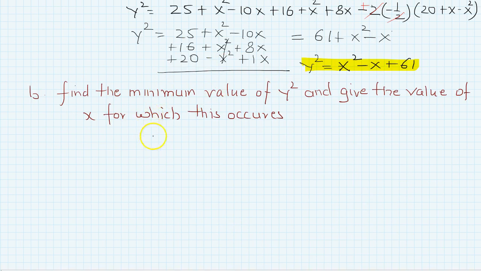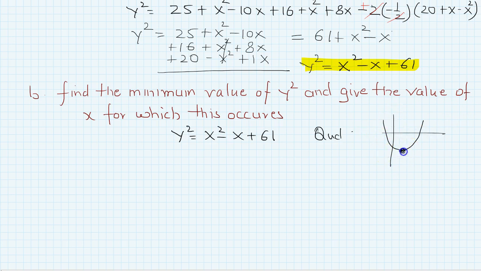Now we have this equation, that is y square is equal to x square minus x plus 61. We know that this is a quadratic equation. Now we have to find the minimum value of y square. We know this is a quadratic and the curve is like this. So we want to know the minimum value of y square and the corresponding value of x. So you know that if we use the method of completing the square, we know the coordinate of vertex.